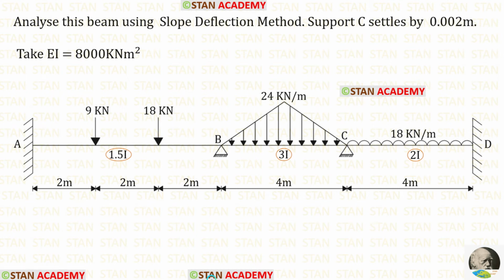Hello everyone, today we are going to analyze this beam using the slope deflection method. In this beam, the support C settles by 0.002 meter. The flexural rigidity EI is given as 8000 kN meter square. Before starting the analysis, let us see the beam one time.